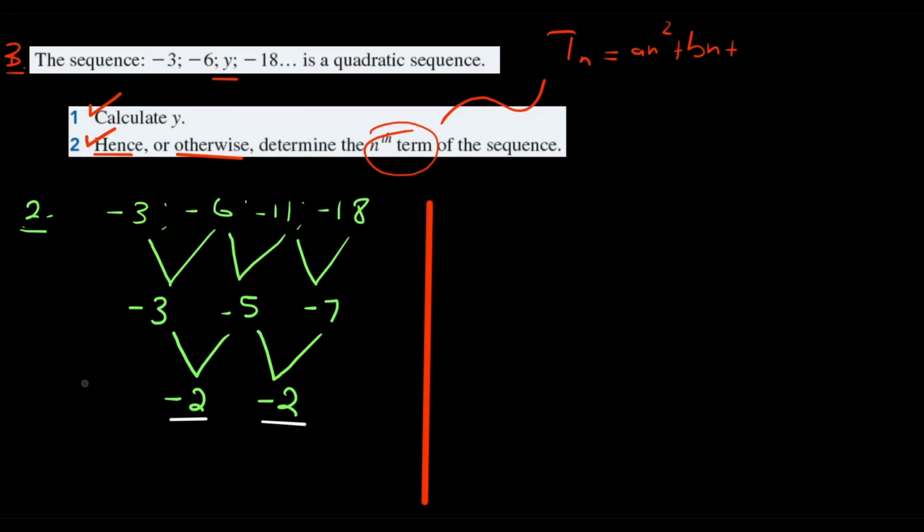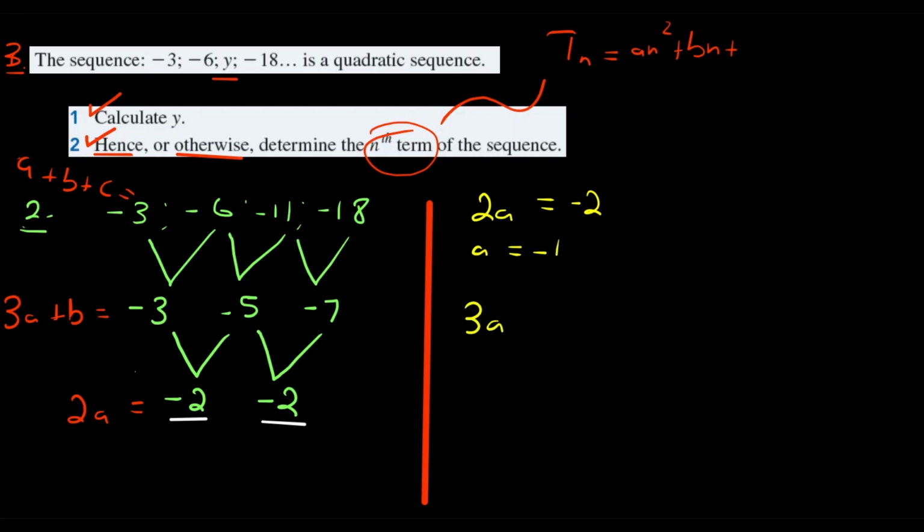We know that 2a is equal to the second difference. We know that 3a plus b is equal to the first term of the first difference. And we know that a plus b plus c is equal to the first term. So we go ahead and find our a value, which would be dividing both sides by 2, which will give you negative 1.